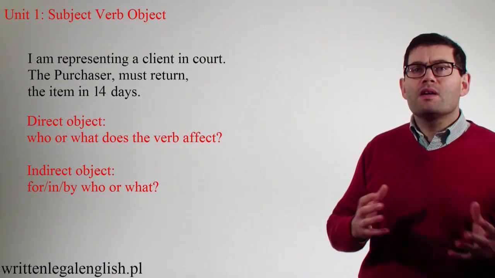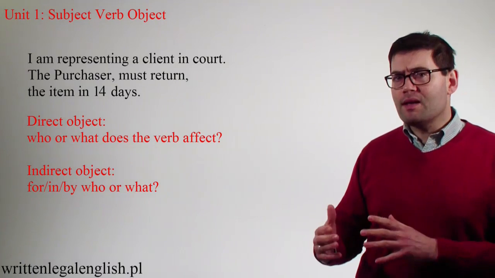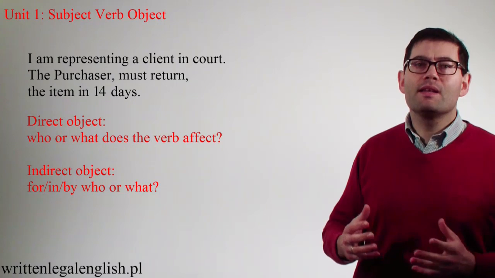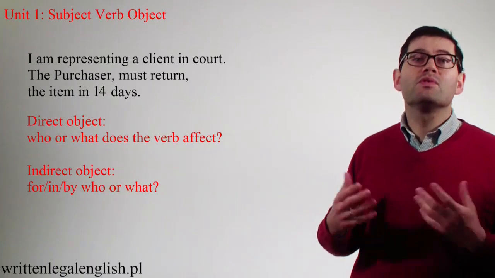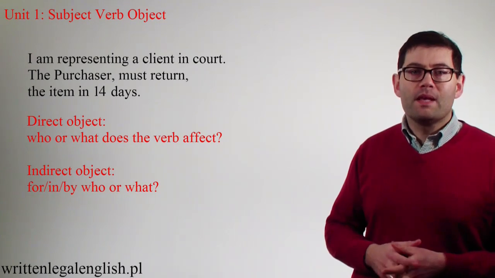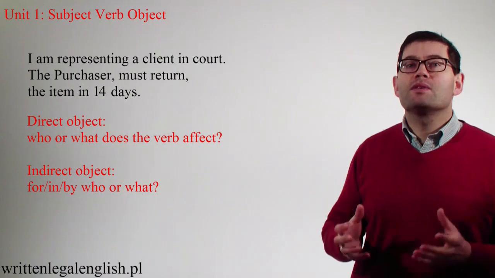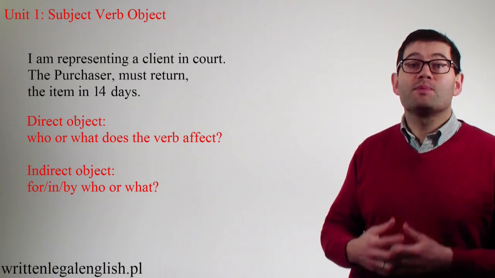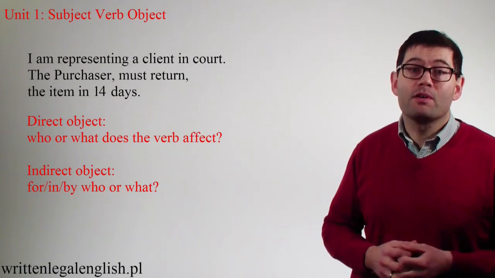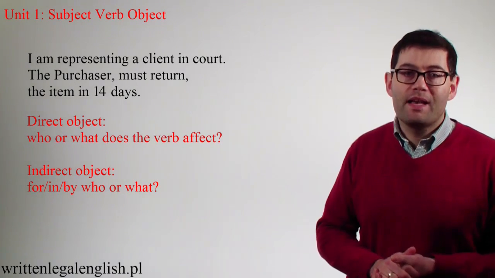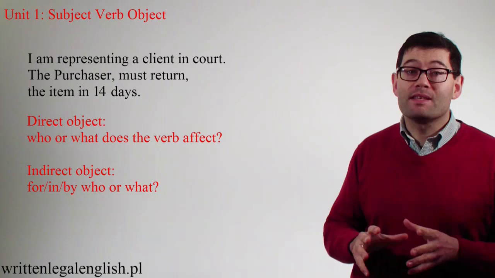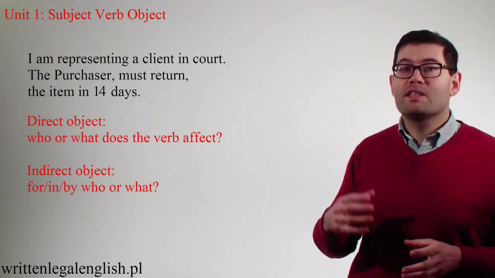The version I am representing in court a client would be wrong. Similarly, the purchaser must return in 14 days the item would also be wrong. The rules of English grammar say that the order is flexible, that the indirect object can go before the direct object, and yes, for purposes of style, this is possible. However, for purposes of clarity, the direct object should always come first in legal writing.